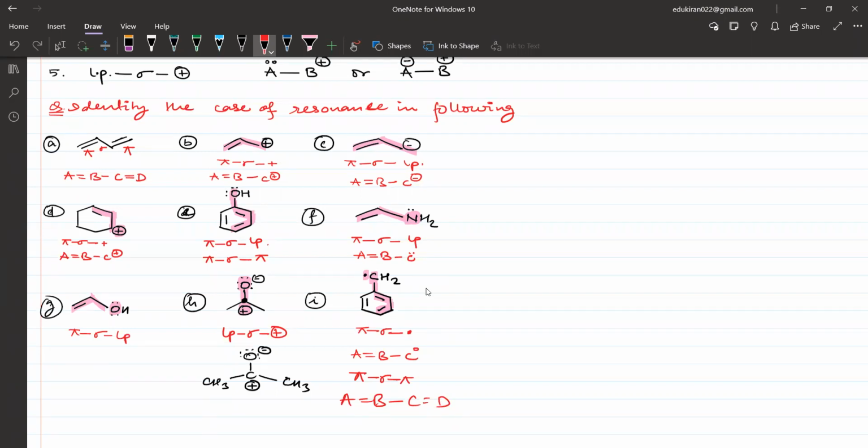So from here you have to start recognizing the patterns. You have resonance patterns. So what are the resonance patterns? You can have pi sigma pi, you can have pi sigma positive, pi sigma lone pair or pi sigma negative, and then you can have pi sigma free radical, and then there is one which is lone pair sigma positive, or negative sigma positive. So these are the conditions for resonance.